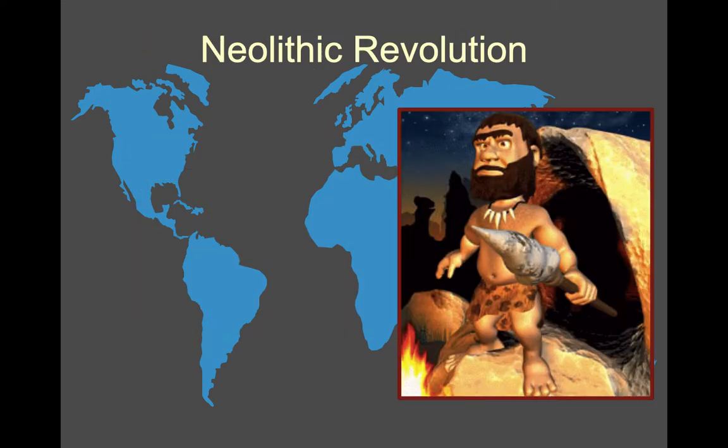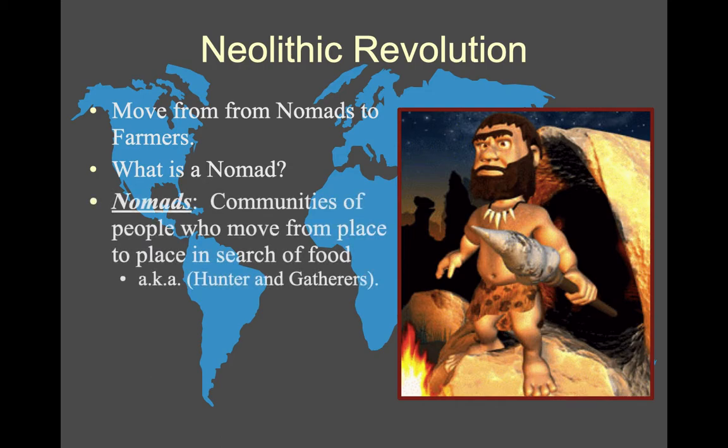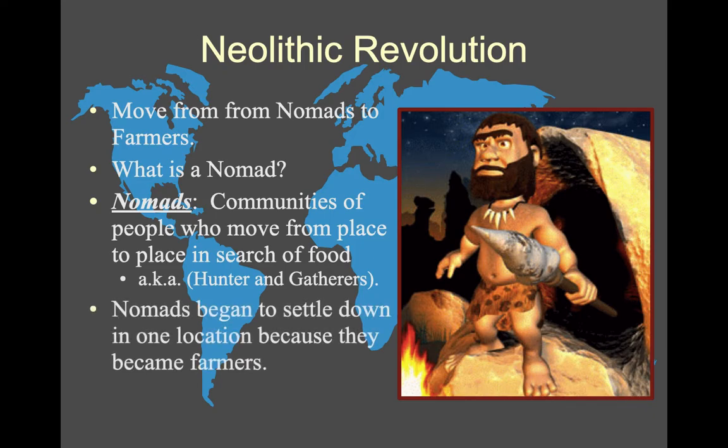So we've been talking about the Paleolithic and the Neolithic eras. And I want to just give a quick review of the Neolithic revolution. So, this is when we had the Paleolithic people, the nomads, move to more of a farming lifestyle, and people began to settle down and not move around as much. We know that nomads moved from place to place in search of food, they were hunter gatherers, and as they began to settle down in one location, because they became farmers, what we end up seeing is the birth of civilization in different areas throughout the world.